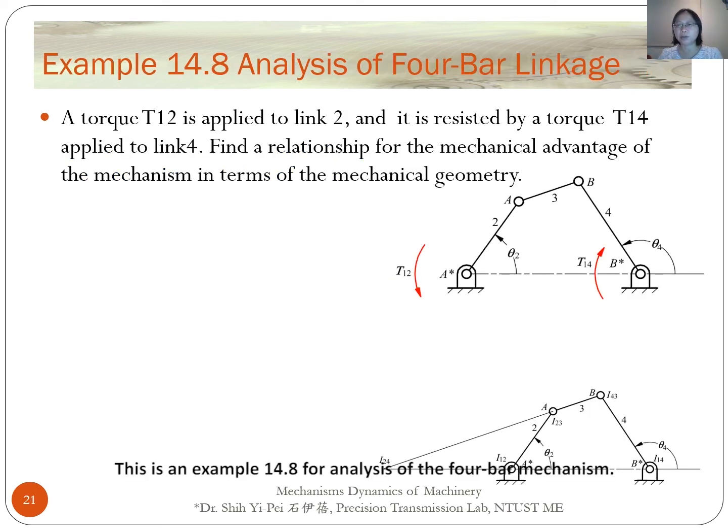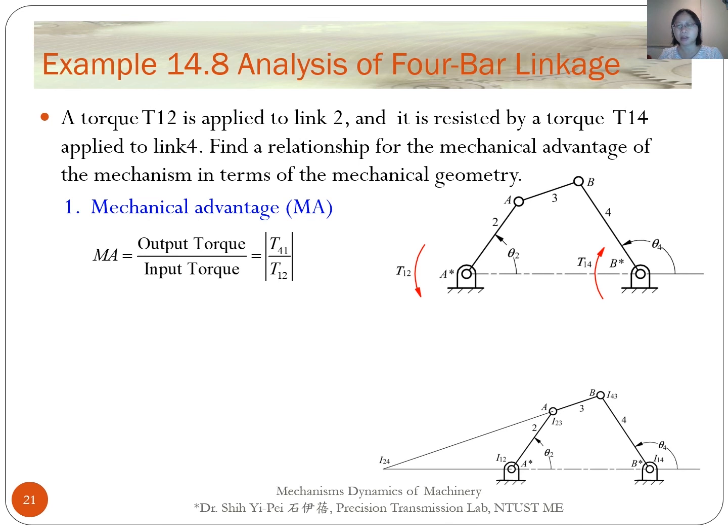This is example 14.8 for analysis of the four-bar mechanism. Input torque T12 is applied to link 2, and it is resisted by torque T14 applied to link 4. The problem is to find a relationship for the mechanical advantage of the mechanism in terms of the mechanism geometry. The mechanical advantage is defined as the output torque T41 divided by the input torque T12. Its value is always positive.